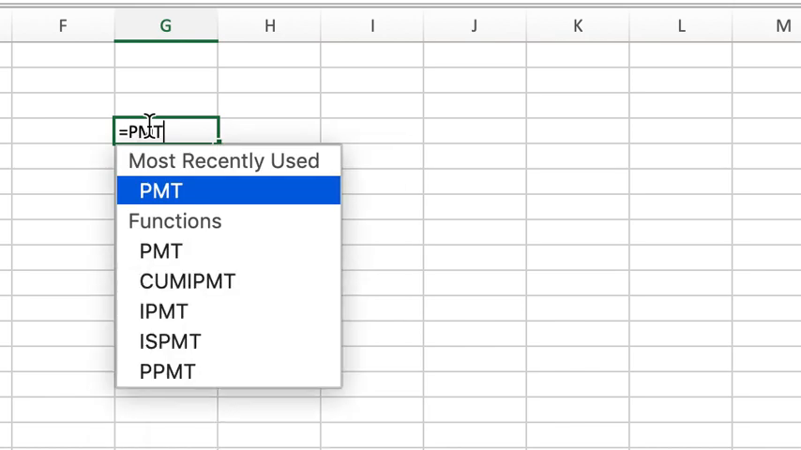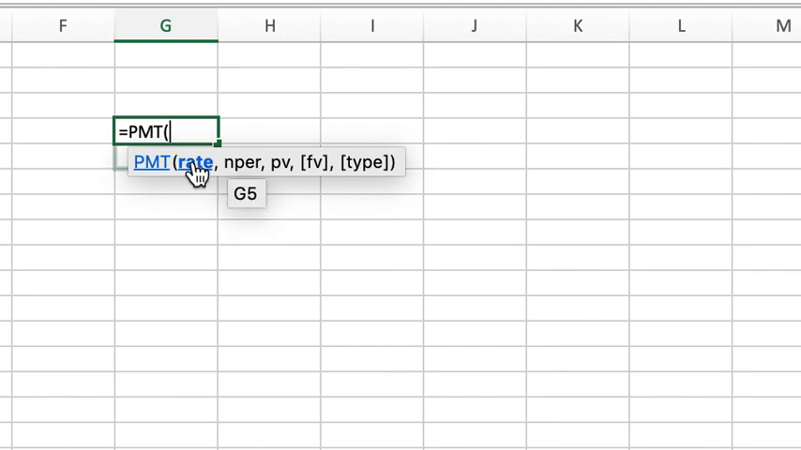It's PMT. Then in order to see the parameters, you just open the parentheses. You can see that the required parameters are rate. This is going to be a rate per period, not the annual rate. Remember that. The number of periods. So for example, if it's 1 year, there are 12 periods, if it's a monthly period. And then you have to make sure that your rate is actually per month.